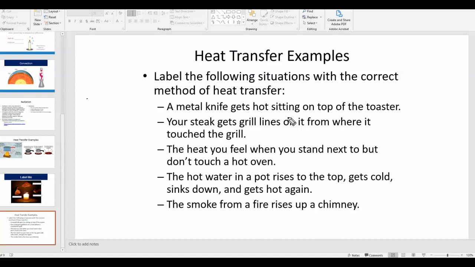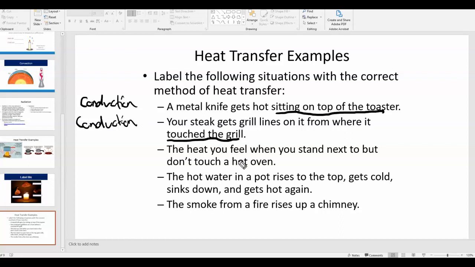The metal knife gets hot sitting on top of the toaster. If it's directly touching the toaster, remember direct contact, you typically have heat transfer by conduction. Your steak gets grill lines on it from where it touched the grill. Same thing. When you have solids in direct contact, that's typically going to be heat transfer by conduction.